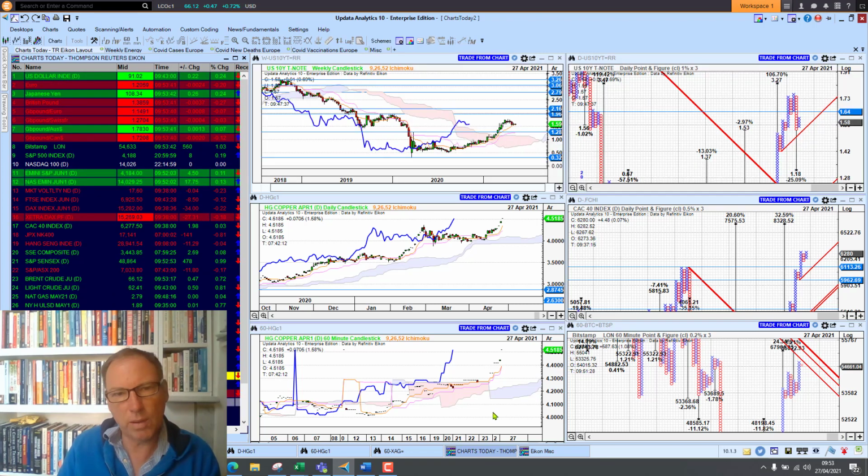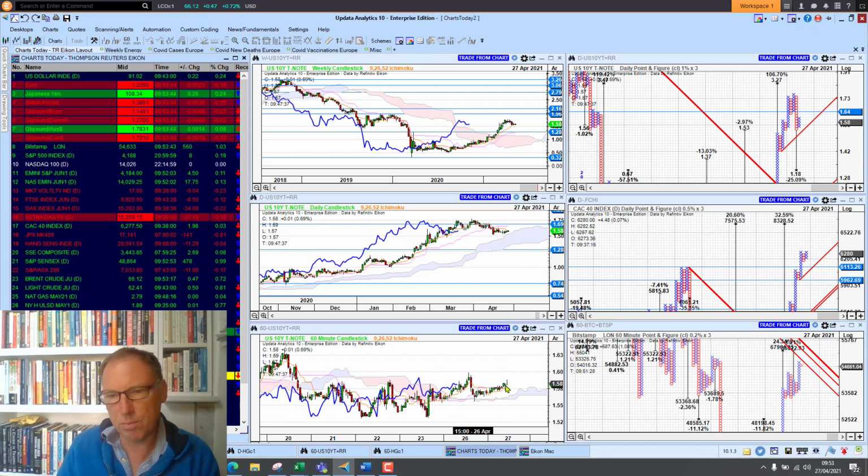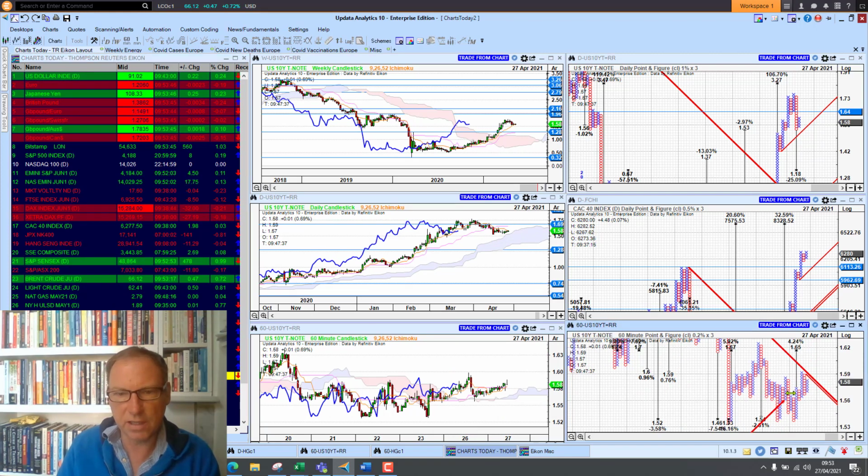US 10-year yield sitting at 1.58%, back into short-term bullish territory with upside targets, so that's quite key.